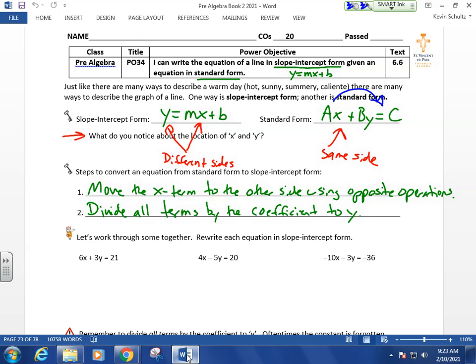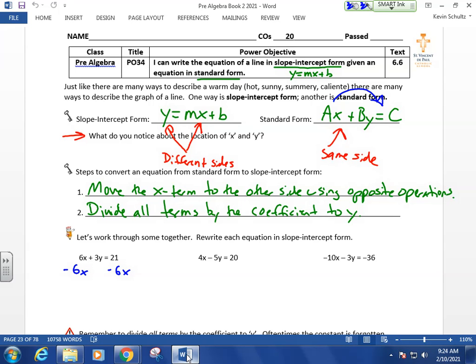So this first one here, 6x plus 3y equals 21. Our first step is move the x term to the other side using opposite operations. So what do I have to do to that positive 6x to move it to the other side? What am I going to be doing to both sides of my equal sign here? What is the opposite of having a positive 6x? John? A negative 6x, right? So we're going to start here by subtracting 6x from both sides.